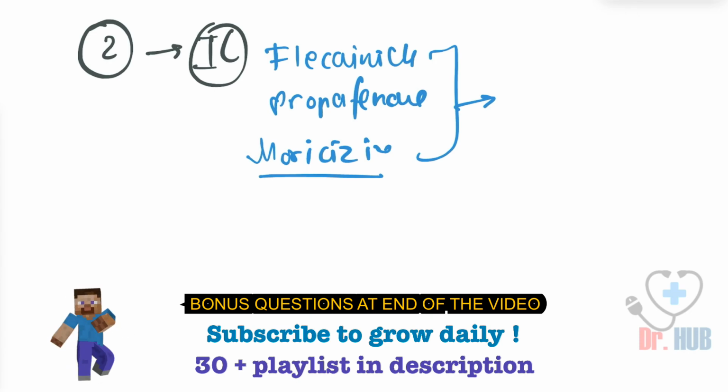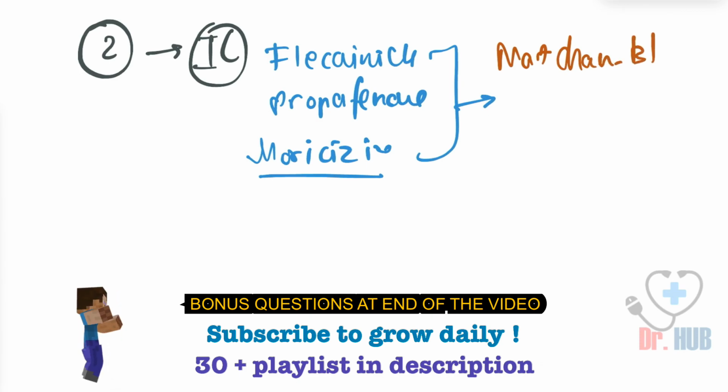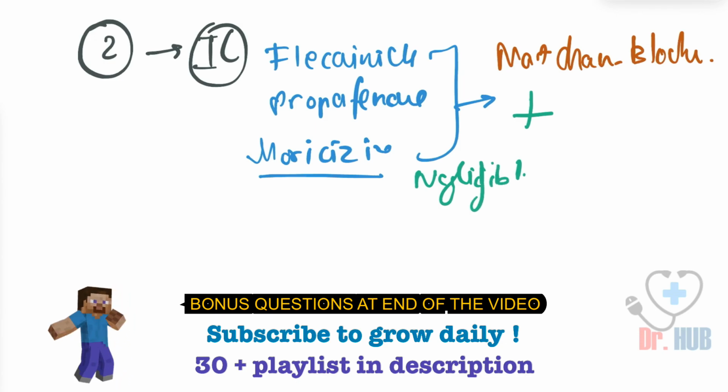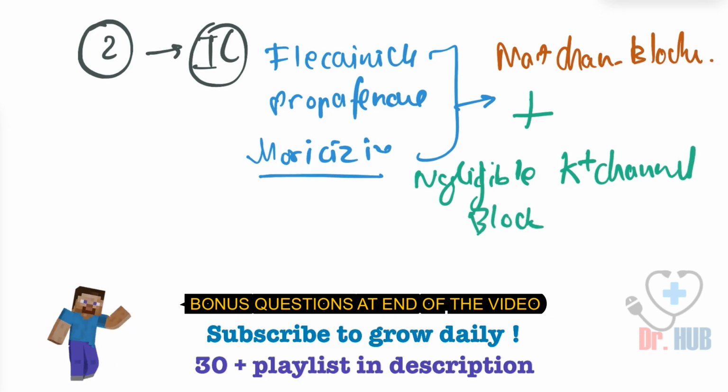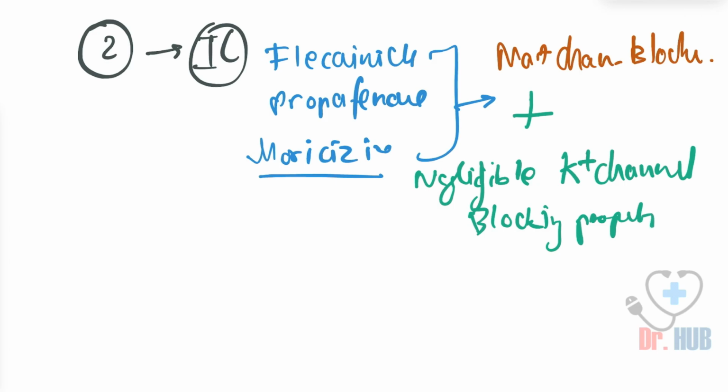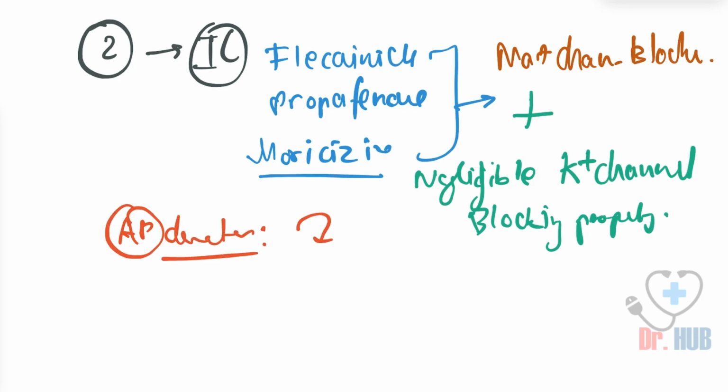Here the mechanism is that they are sodium channel blockers, and they have negligible potassium channel blocking property. Then we look at the action potential duration. The action potential duration is variable, as well as having no effect.